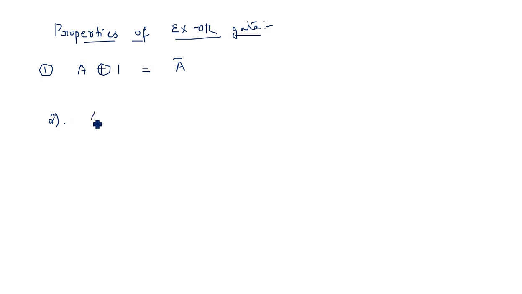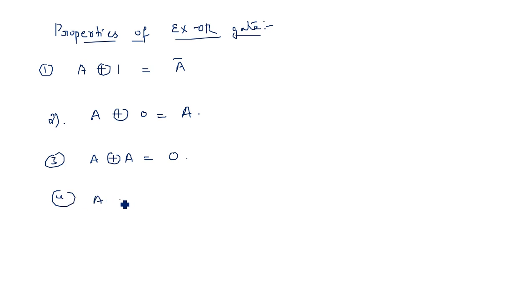Second property: A XOR 0 is equal to A. That means 0 XOR 0 is 0, and 1 XOR 0 is 1. And the third one: A XOR A output is equal to 0. Because if we perform the XOR operation on the same values, if both are 0s, or both are 1s, then the output is equal to 0. From the truth table only, we are deriving all these.